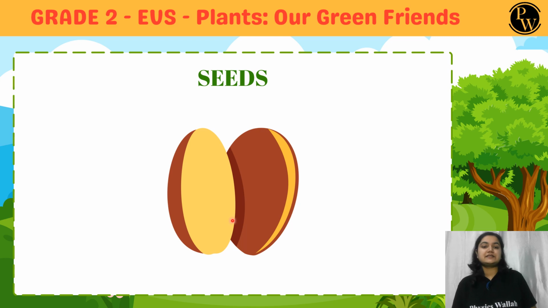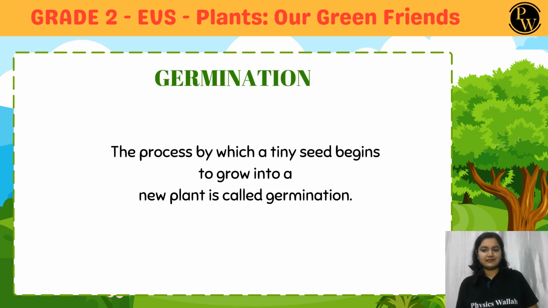And these seeds are actually that structure of plant that helps to begin a new life. It means a plant's new life begins with a seed. So seeds come in different shapes, sizes and colors, and they need water, warmth and air to grow into a new plant. The process by which a tiny seed begins to grow into a new plant is called germination.